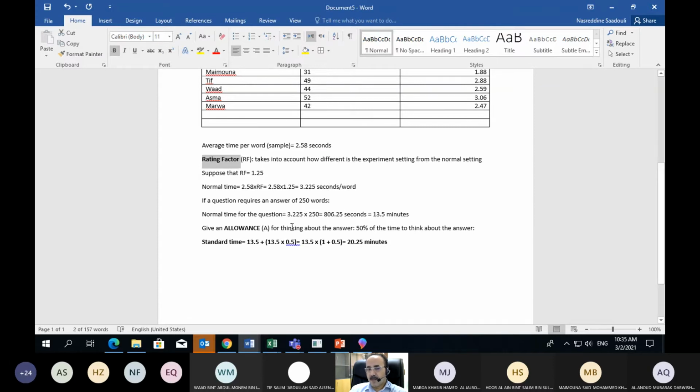And then we determined the normal time for the entire question. It's like the normal time for the entire cycle that you see in the lecture. How do I do that? Well, it's the time for one word multiplied by the number of words. Like the lecture says, the time for one cycle multiplied by the number of cycles. Okay. The allowance, and then you calculate eventually the standard time, and we come up with, for instance, 20.25 minutes in this example. Okay. This is a time study experiment.